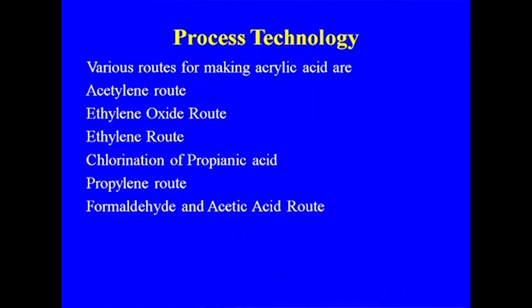These are the various process technologies available for acrylic acid: the ethylene route, ethylene oxide route, chlorination of propionic acid, propylene route, and the formaldehyde and acetic acid route. So, this was about propylene and its derivatives. Apart from this, some other propylene derivatives are also there. One of the major developments in refineries and petrochemical complexes is catalyst development to enhance propylene production from FCC, in what we call the advanced catalytic cracking process, where more propylene yield is obtained. That part we discussed earlier also.